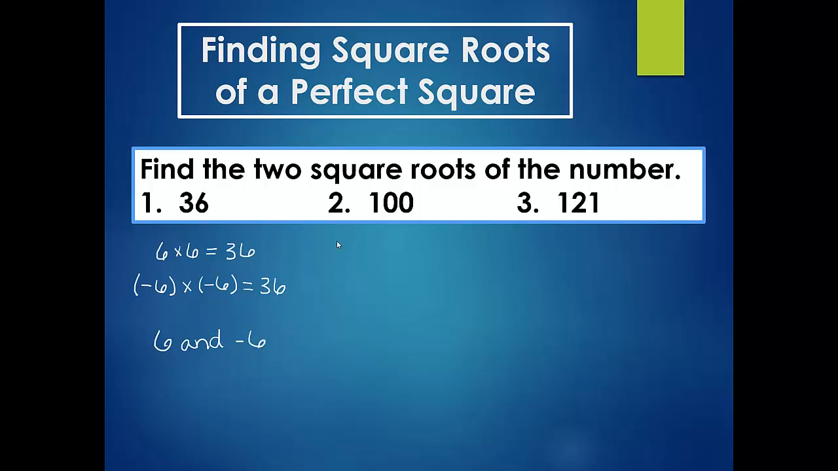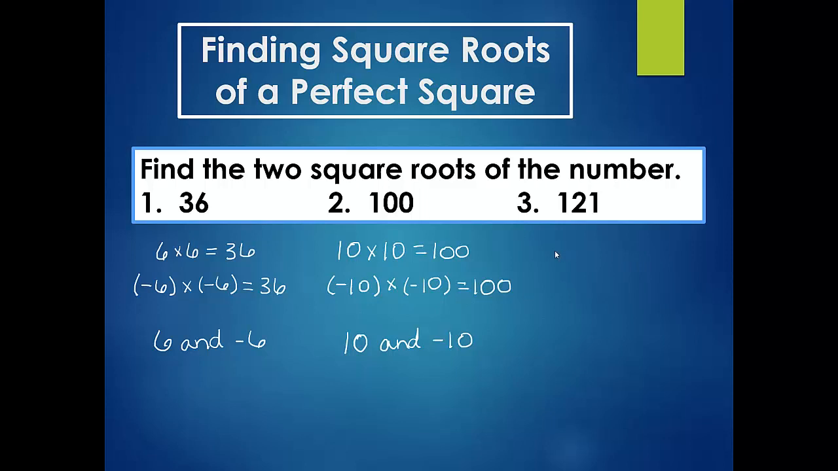Now for number 2, we have 100. So we need to figure out a number that when multiplied by itself equals 100. And that would be 10, because 10 times 10 equals 100. We can also say negative 10, because negative 10 times negative 10 equals 100. So our two square roots of 100 are 10 and negative 10.